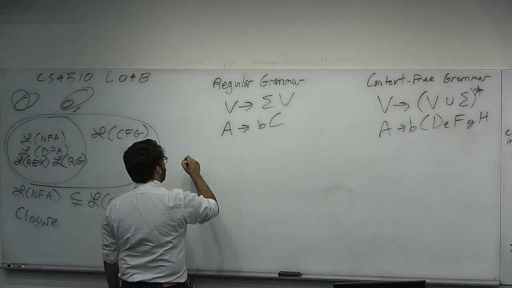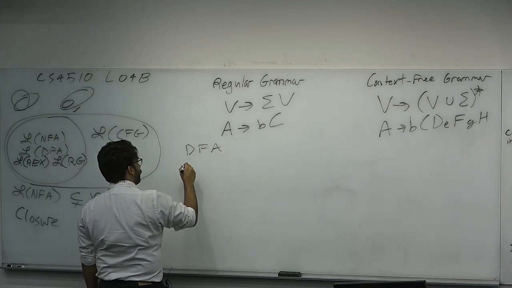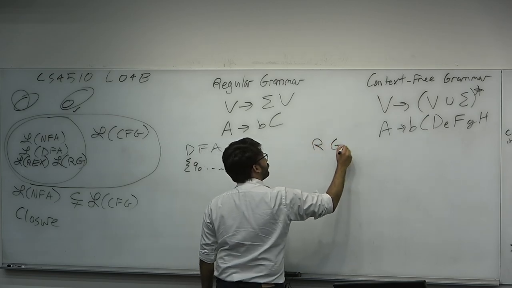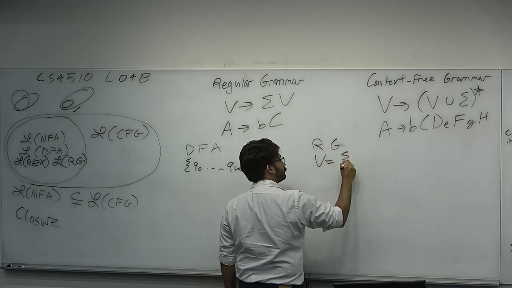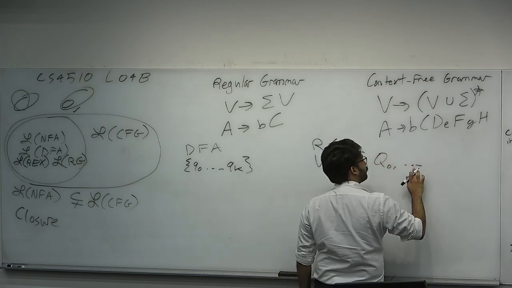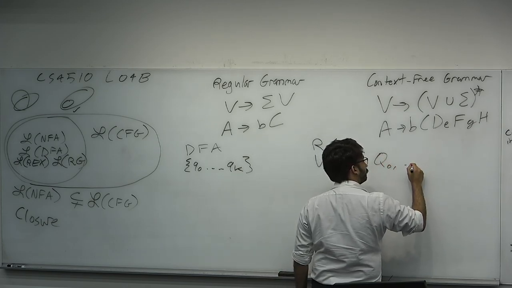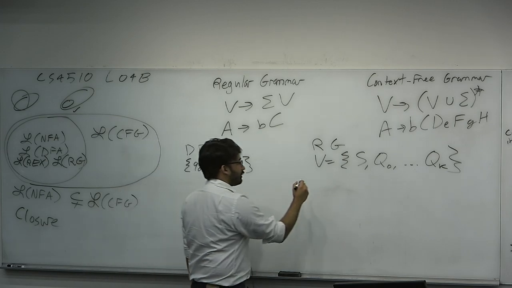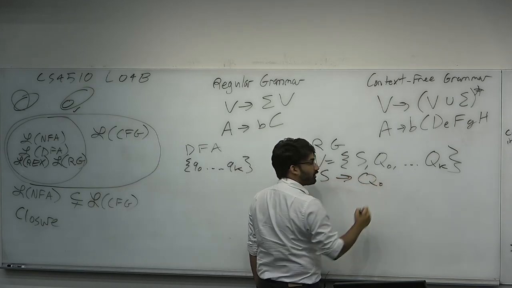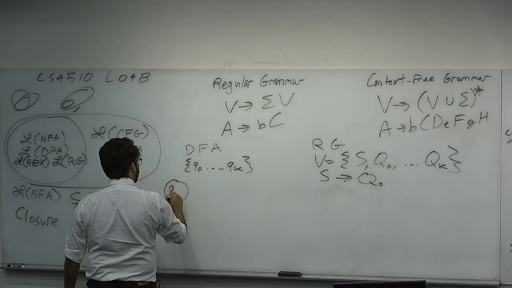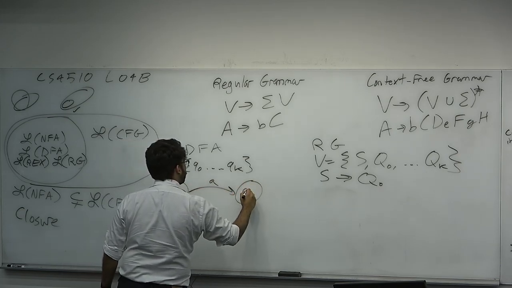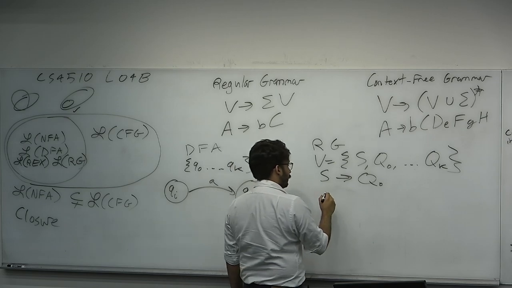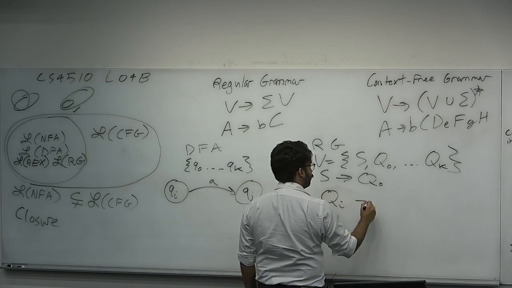If you have a DFA, let's say you have a DFA structure with states Q0 to QK, you're going to add non-terminals to your regular grammar: S, capital Q0, to capital QK. S is going to go to Q0. It's going to be your start non-terminal. And if you have a transition of the form QI, if you read an A, you go to some state QJ, you're going to do the same thing in your grammar: from QI to A QJ.